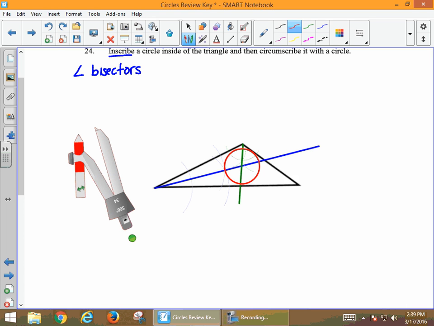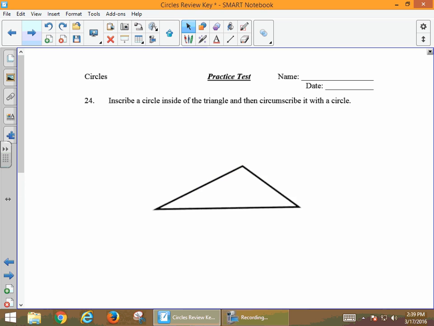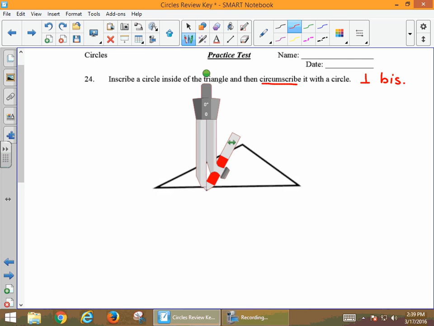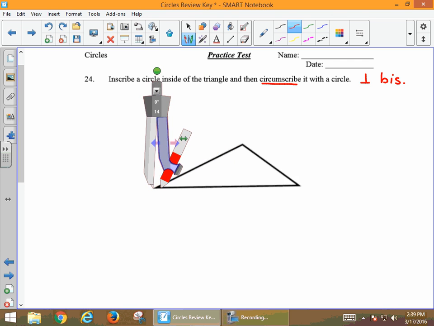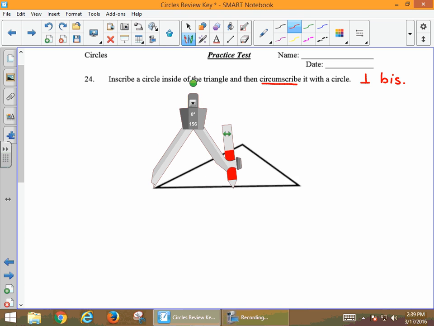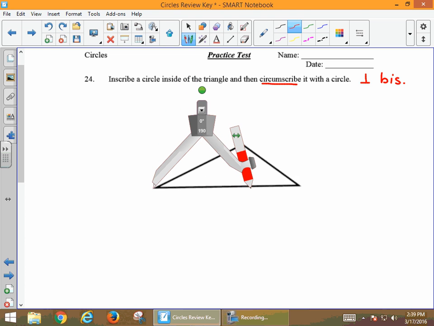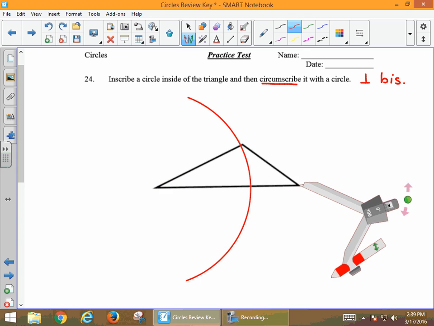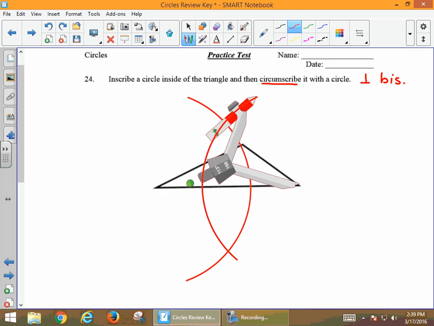All right, so I'm going to change the page. I'm going to clear all this stuff out because I want to do this problem again. This time, I want to circumscribe. A circle means I want to put a circle around the outside, which means I have to do perpendicular bisectors. I'm going to do two sets of perpendicular bisectors. Well, I've already done some perpendicular bisectors today. So the first one is make sure you're over halfway, and put an arc. Go to the other side. Put an arc.